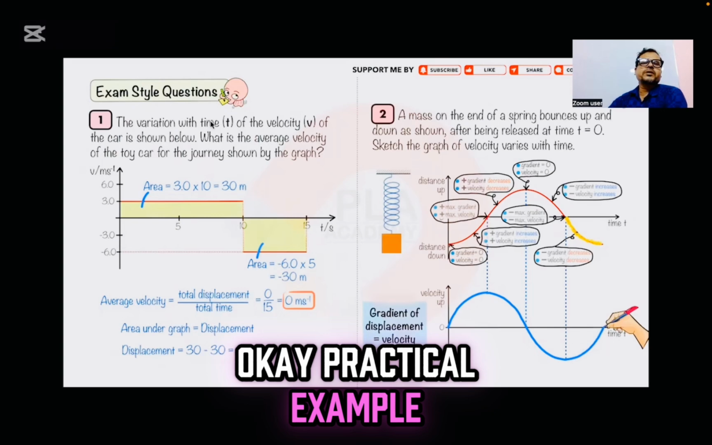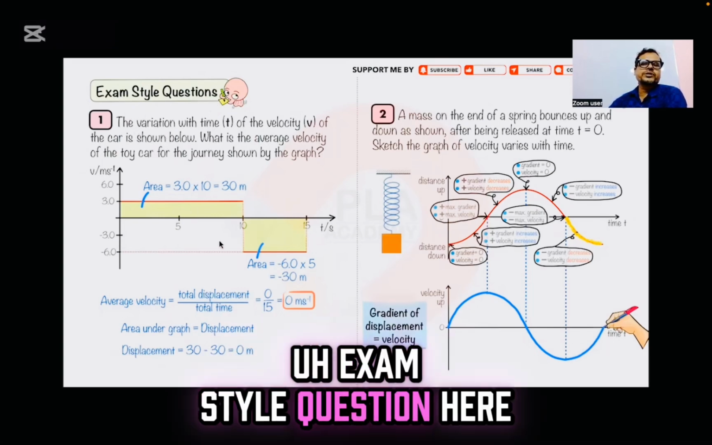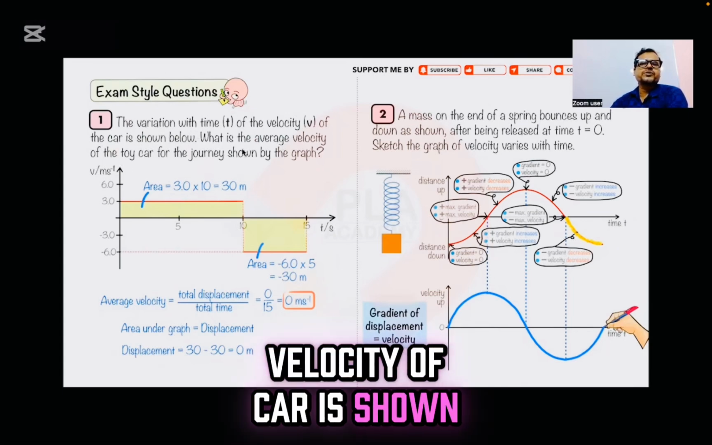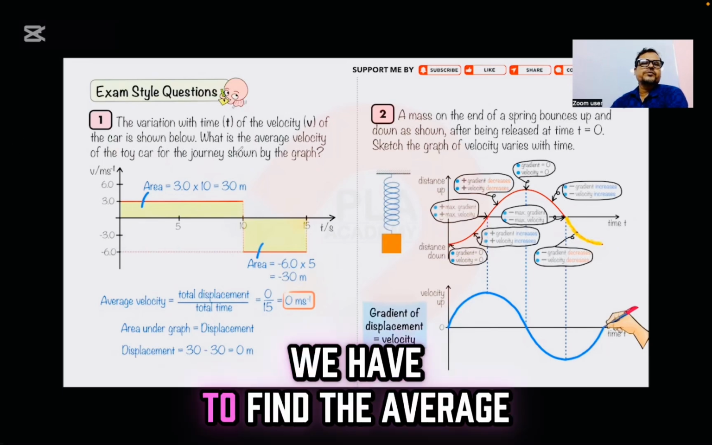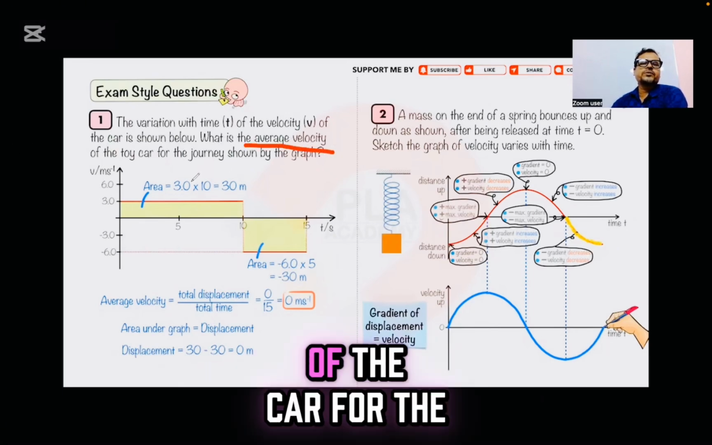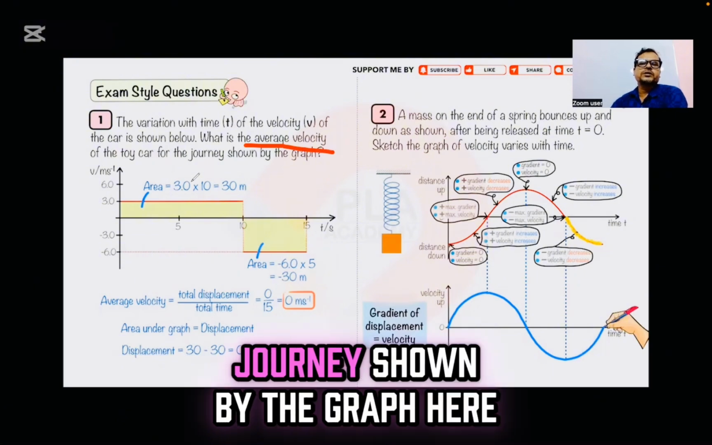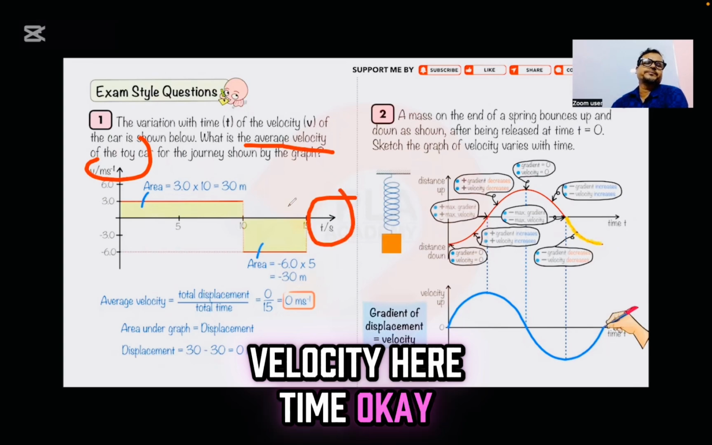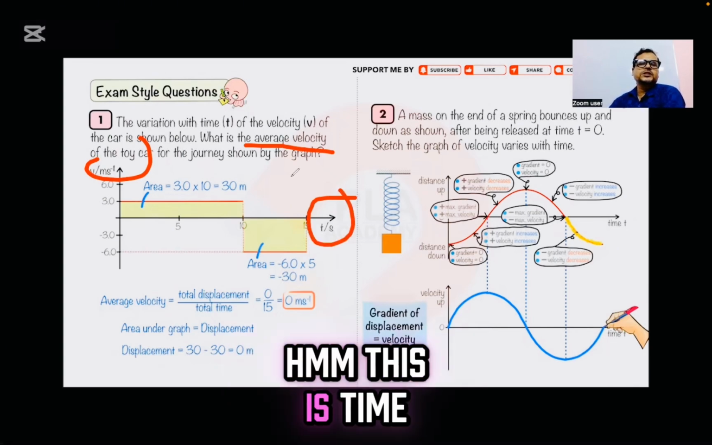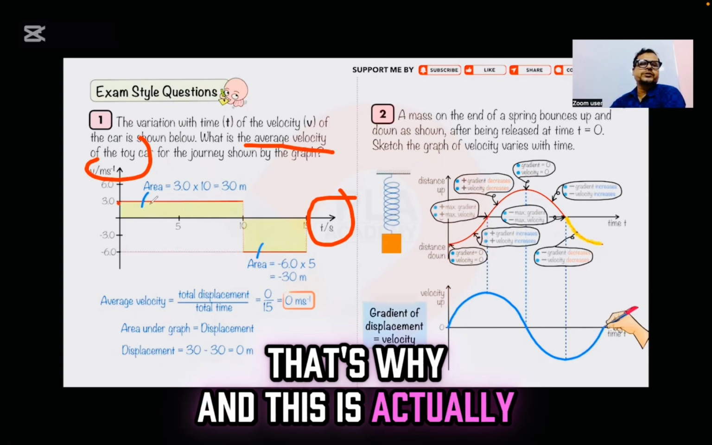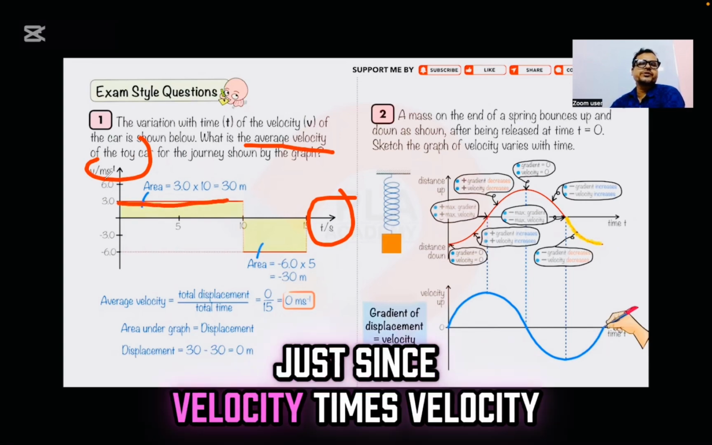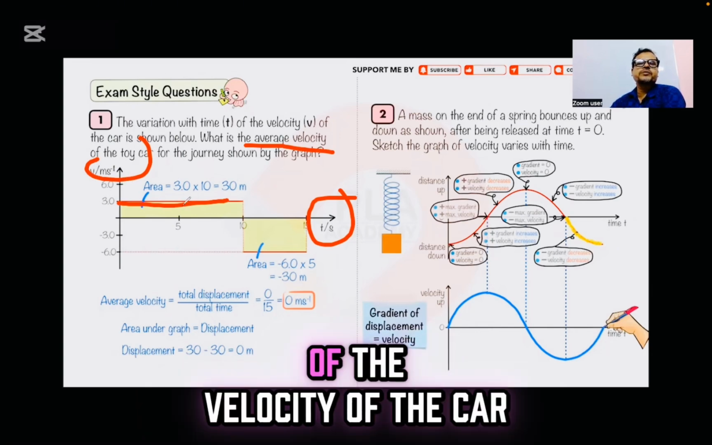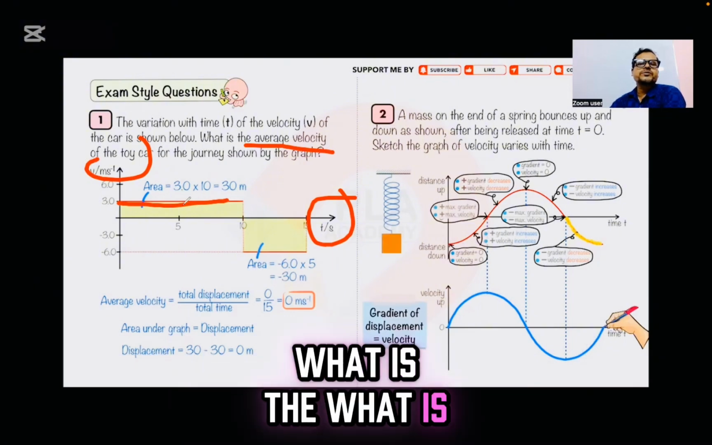Okay, practical example, an exam style question. Here you can see the variation with time t of the velocity of a car. What is the average velocity? We have to find the average velocity of the car for the journey shown by the graph. Here velocity, here time. This is time, and this is constant acceleration. This is the velocity time graph, the variation of the velocity of the car with time. What is the average velocity?